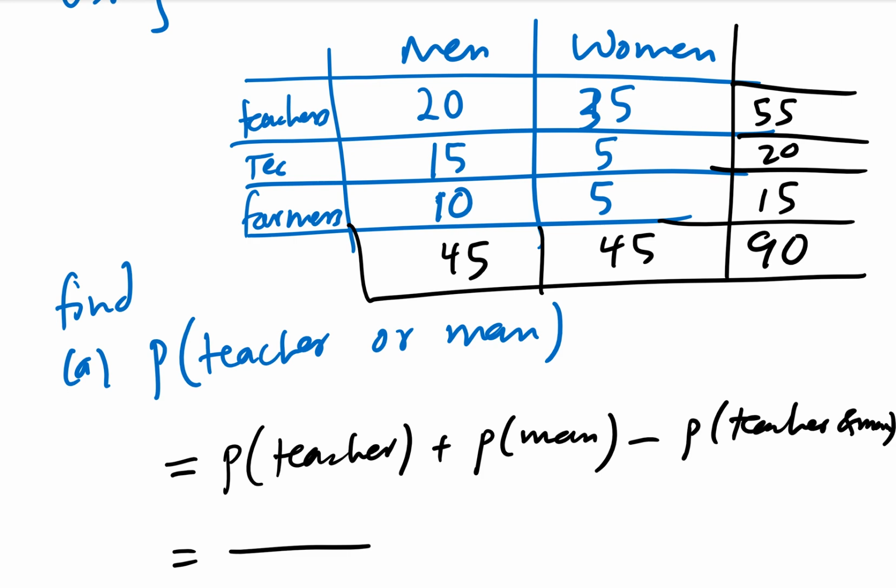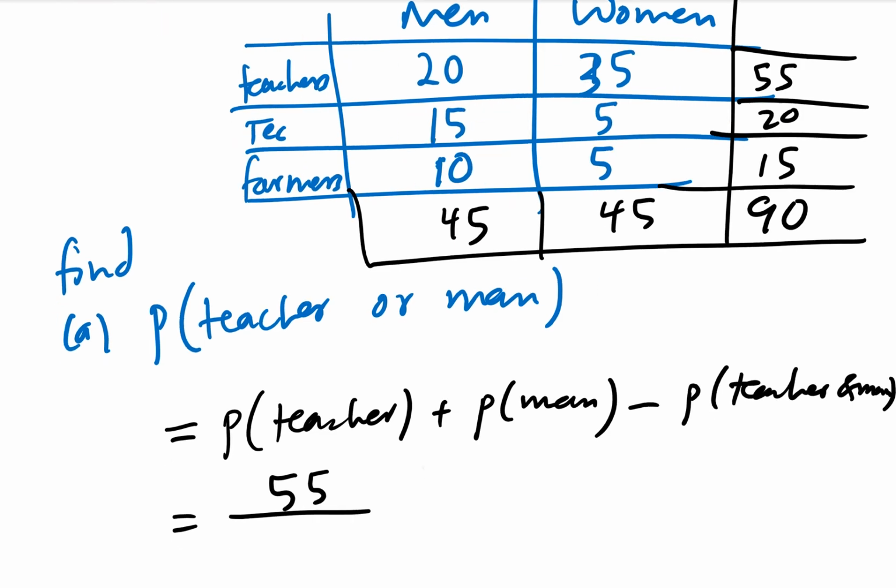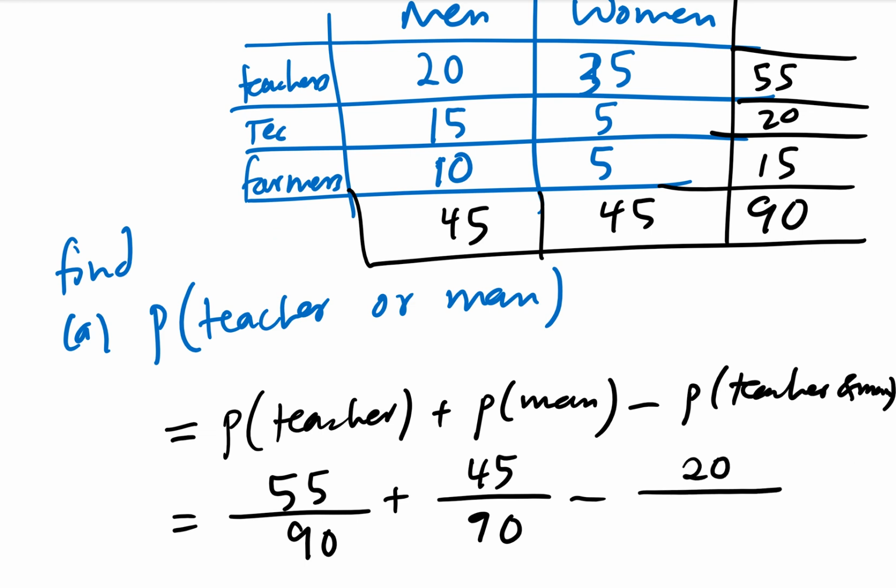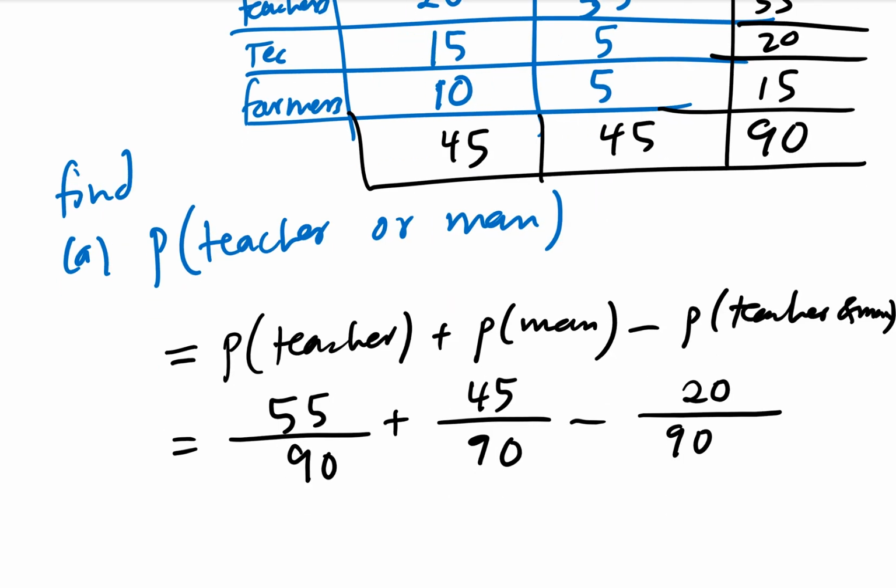Teacher is 55. Right, teacher over the total is 90. Man, how many men do we have? 45 over 90 minus how many men and teacher? 20. And I'll let you finish this up. Another part.